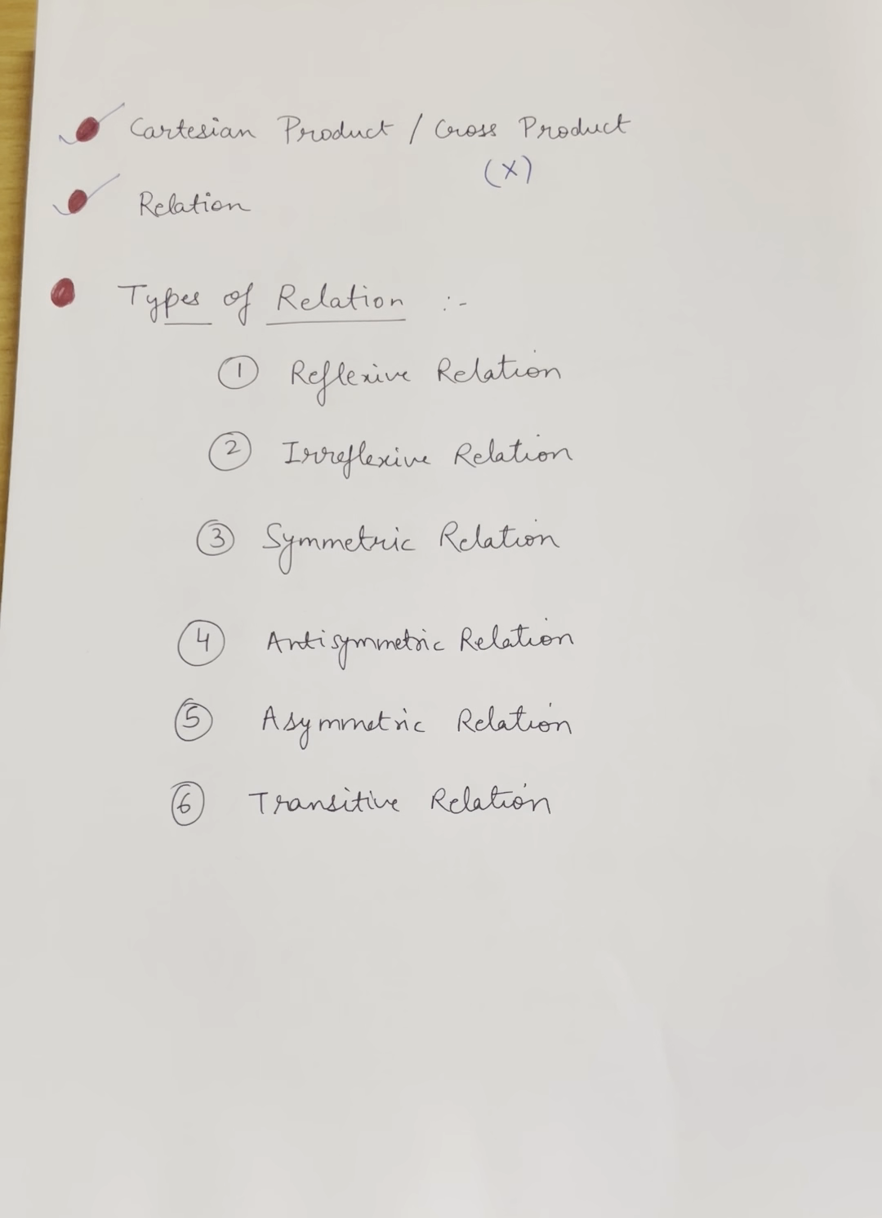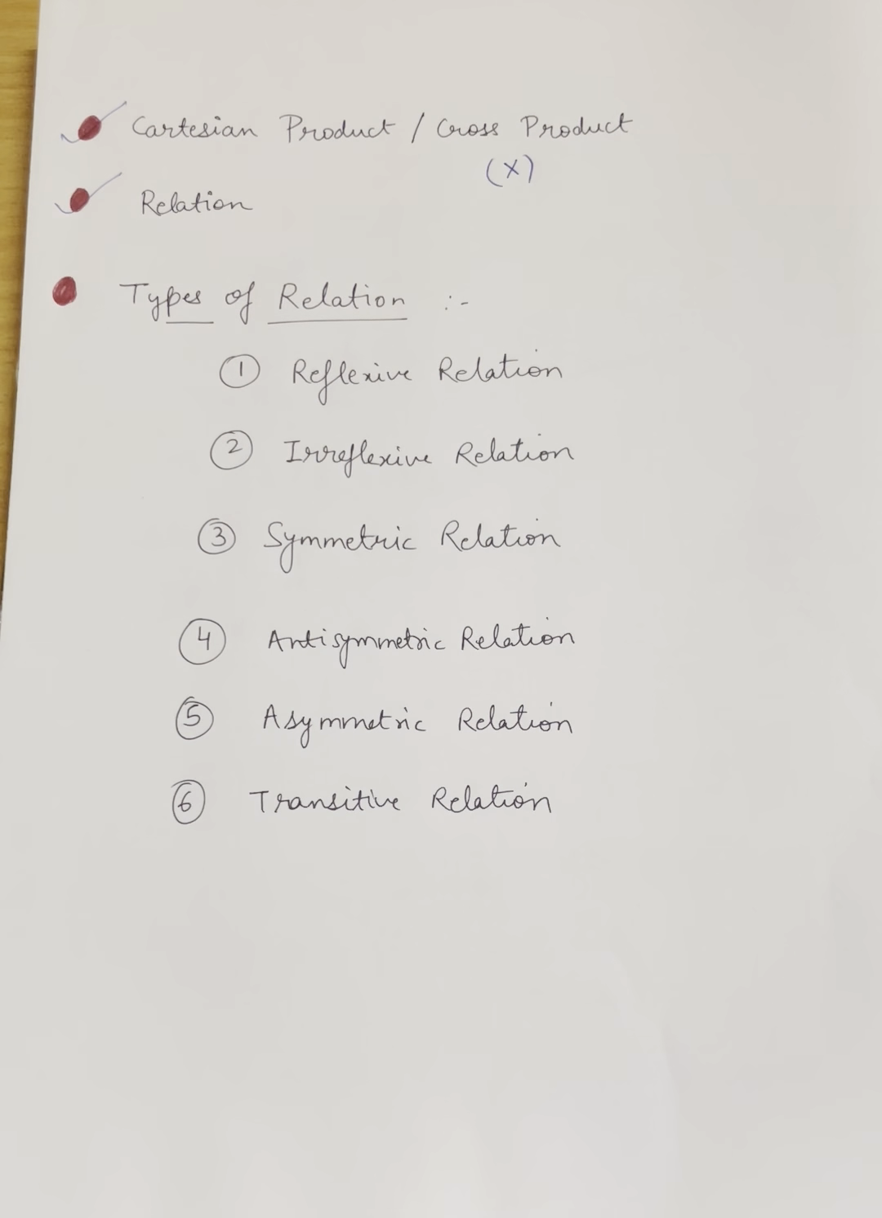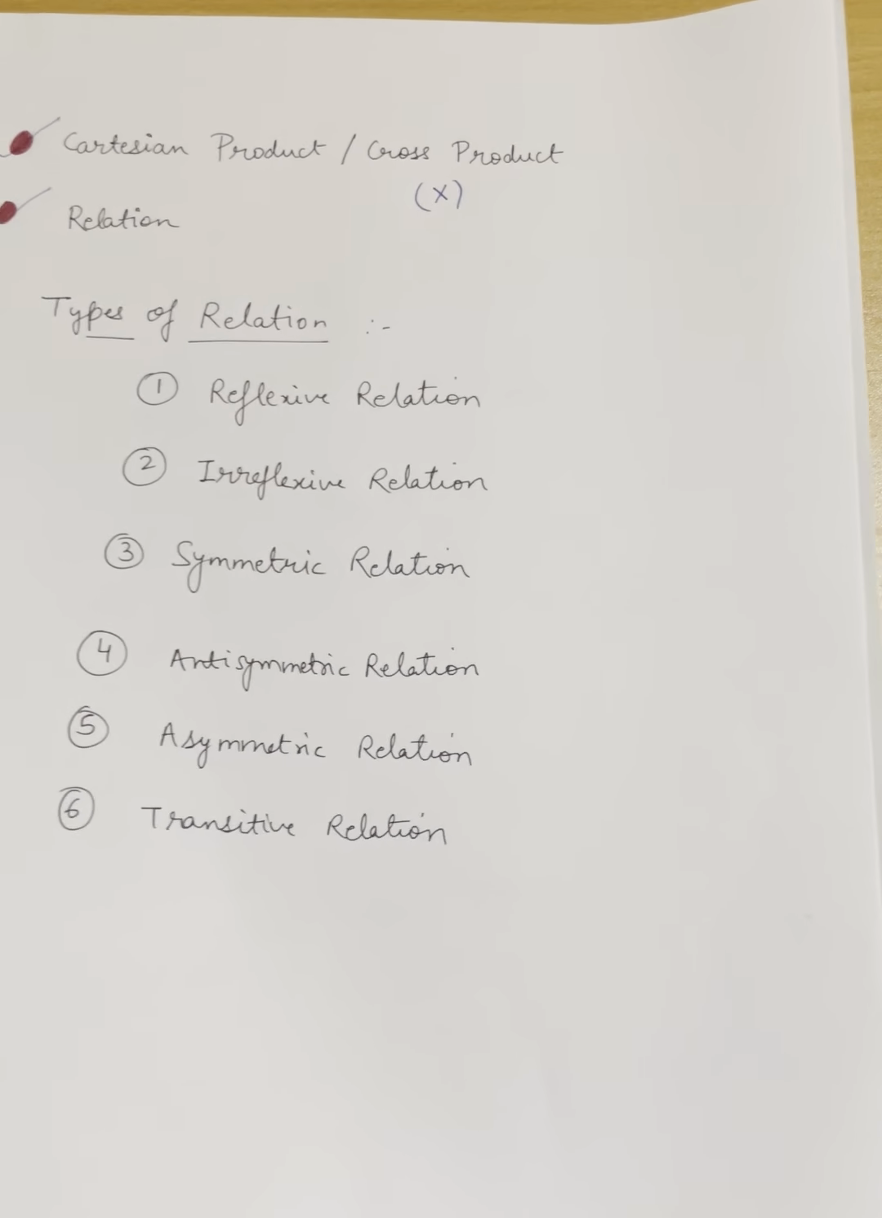These two are correlative, and how they correlate is easy to understand. If you know what a reflexive relation is, then it's very easy to understand what an irreflexive relation is. So in this video, just take these two types of relation and discuss them.